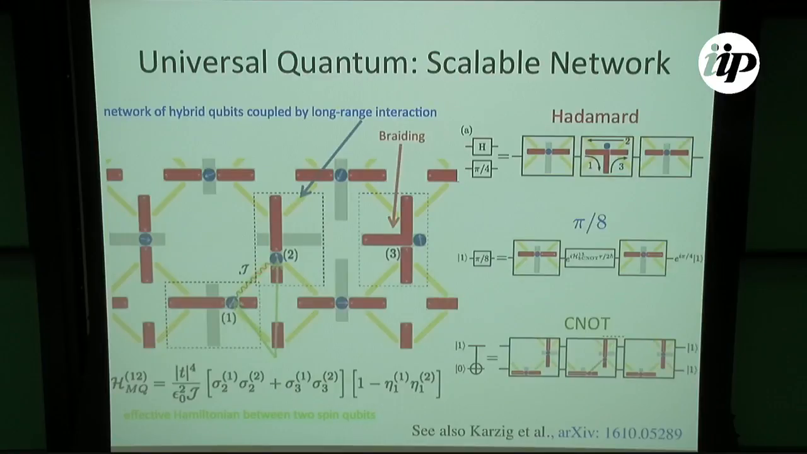And the new ingredient that we add to this scalable network is some long-range coupling. So here we have a long-range bridge, whereby there's some exchange interaction between the spin qubits in different atomic cells. And what one can show is that by letting the two spin qubits couple, you can actually facilitate a C0 gate between the Majorana fermion qubits in adjacent atomic cells. And in this way, you can generate universal quantum computation in a scalable network.